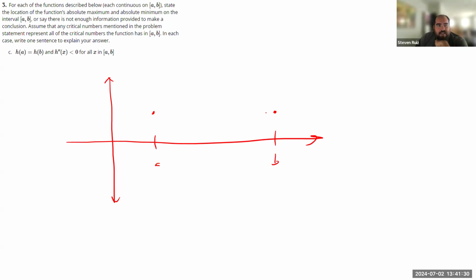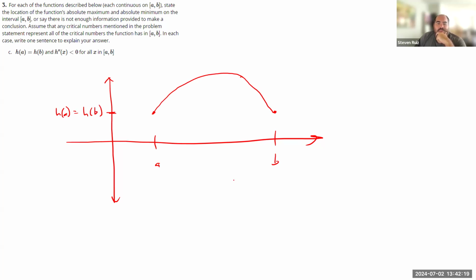So if I have a function that's concave down, one thing I want to point out is, is it possible for the first derivative to be 0 or negative? Well, no, because that is going to make it impossible for H of A and H of B to be the same number. So because of that, at H prime of A, I have to have an increasing function, which then decreases so that H of A and H of B are at the same level.